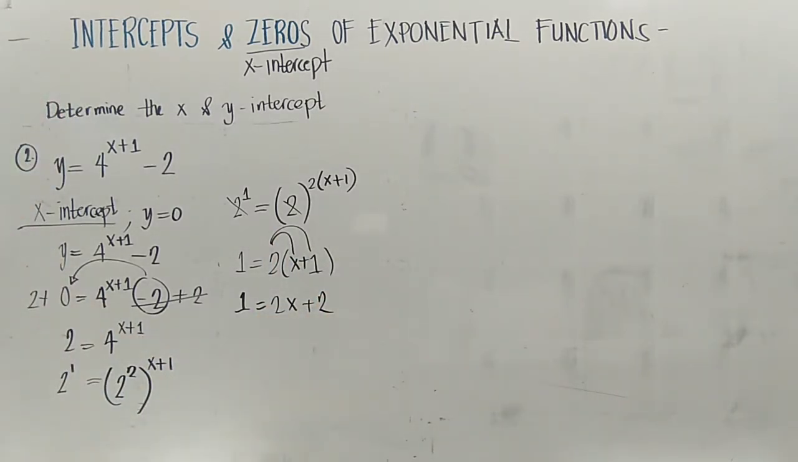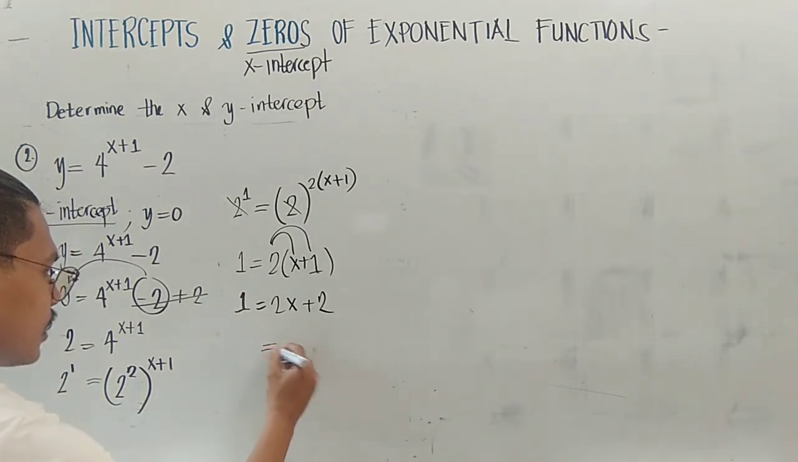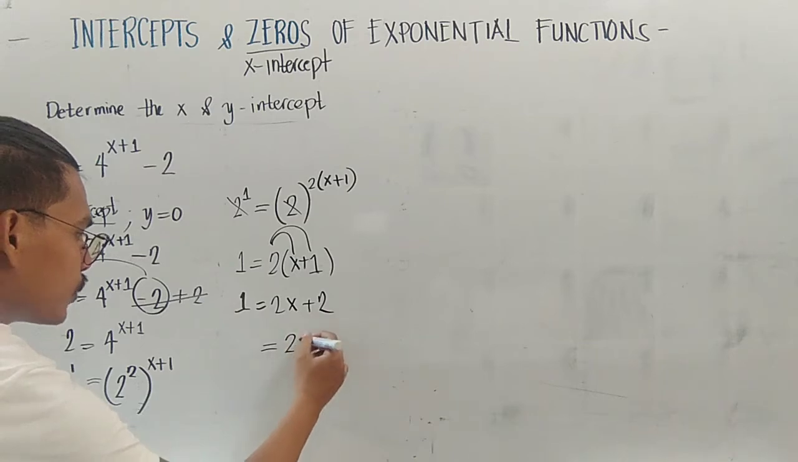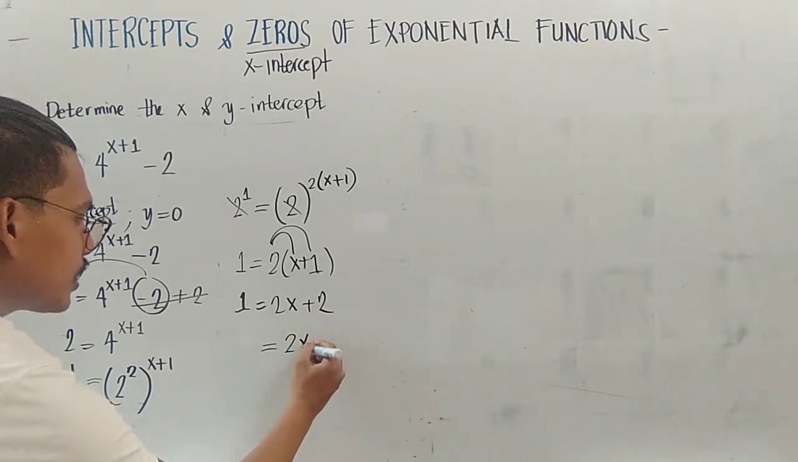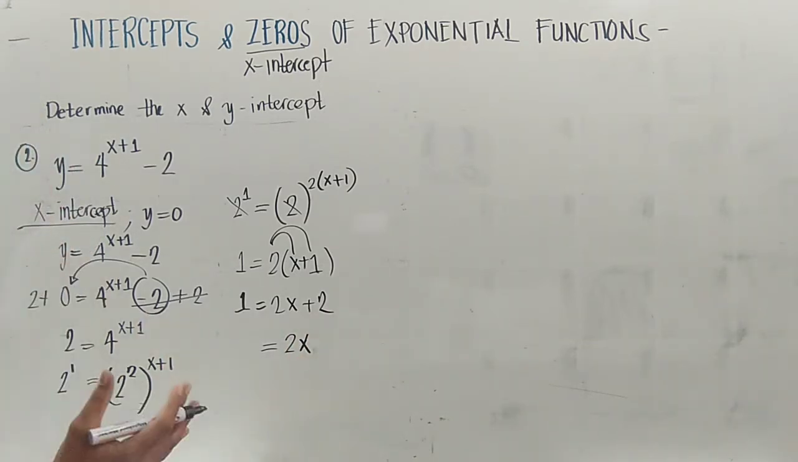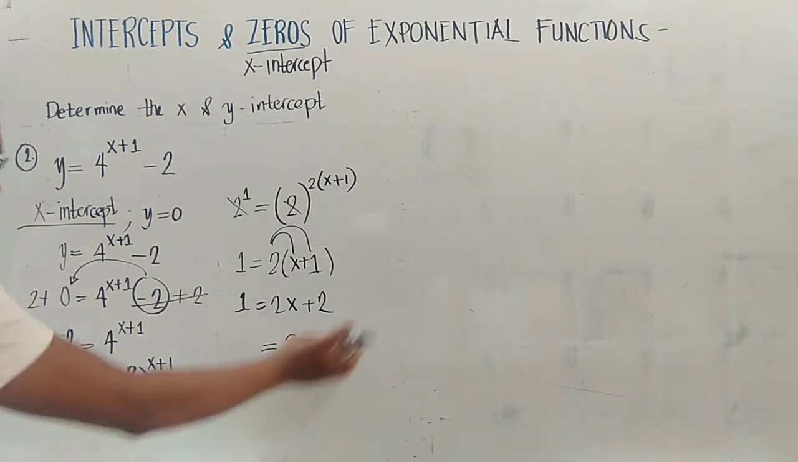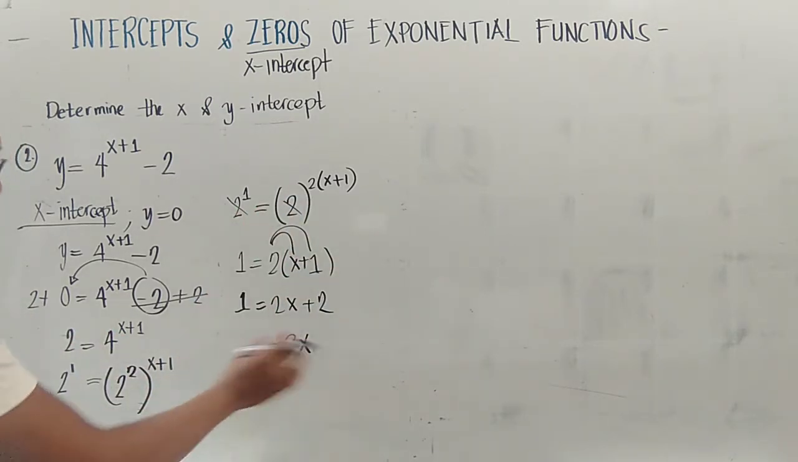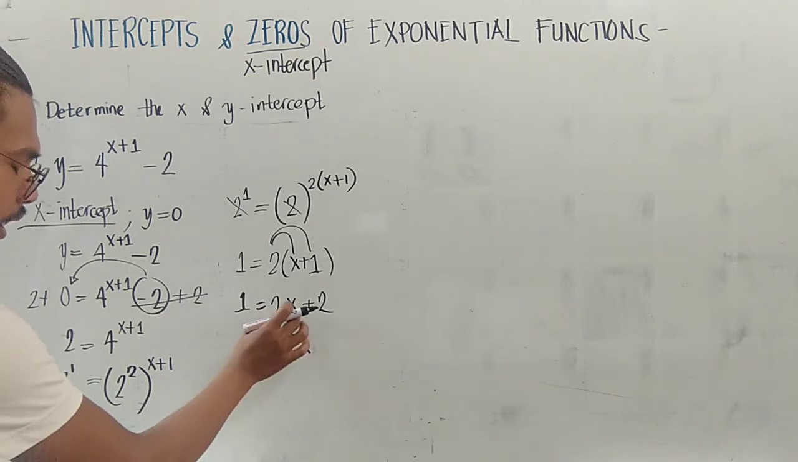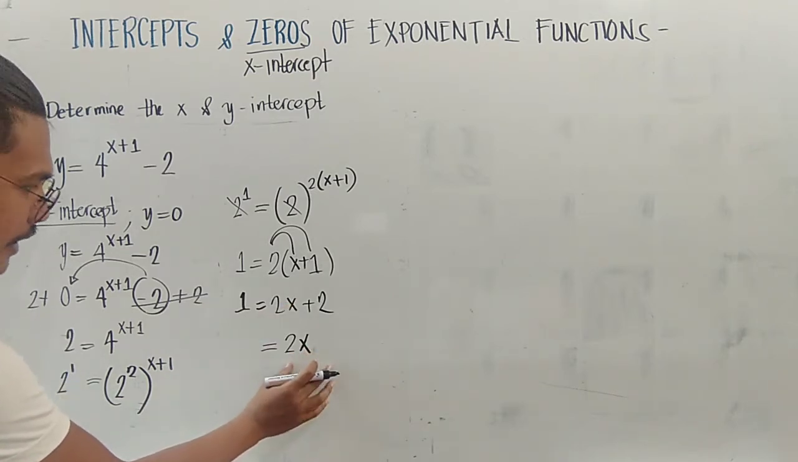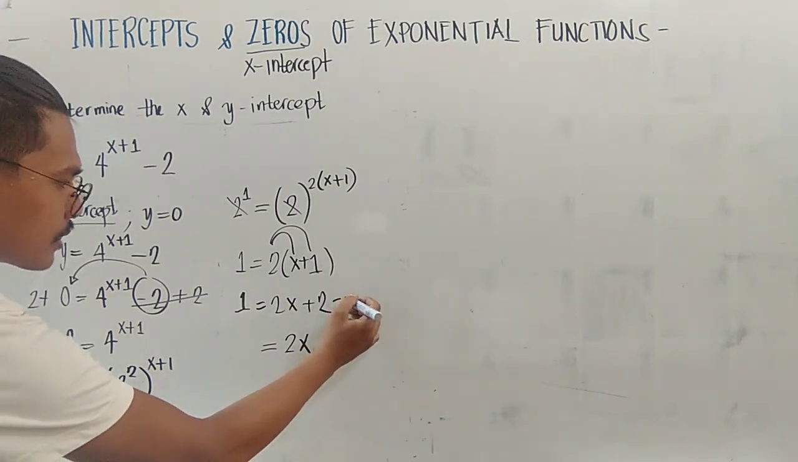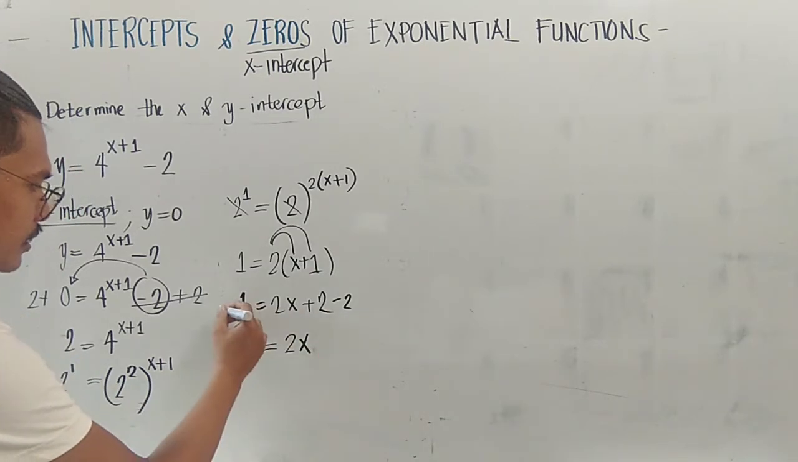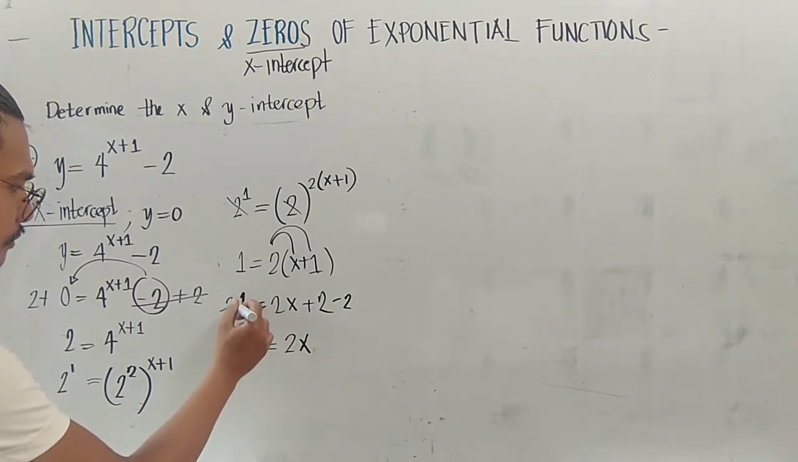Okay? Again, combining like terms, we get 1 equals, here, copy 2x. So we will isolate x on the other side. You can isolate it on the left side or the right side. For me, I will isolate it on this side. So we have to subtract 2 in here to eliminate it.